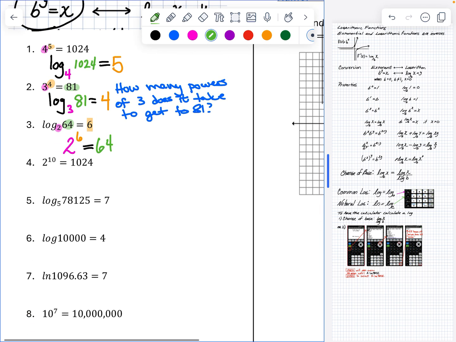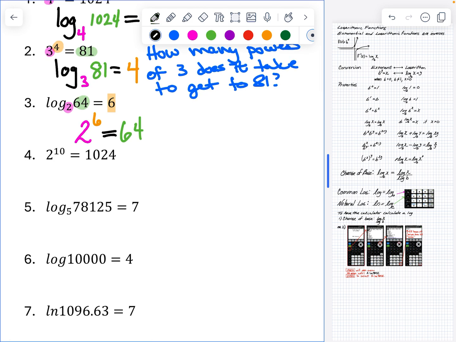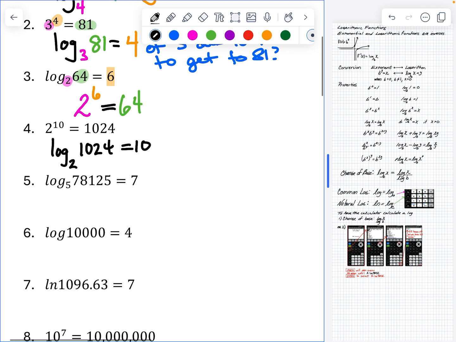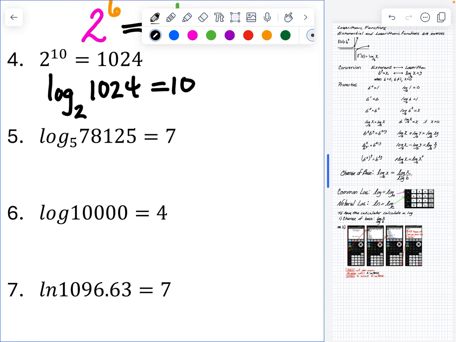Okay, the next one gave us the exponent again. So it gave us the exponent, so we're going to change it into a logarithm. So we're going to say we have a logarithm whose base is 2, whose argument is 1024, so the power had to be 10. The next one is a logarithm. We're going to turn it into an exponential. We're going to say the base of the logarithm is 5, the exponent is 7, and 5 to the 7th power is equal to 78,125.